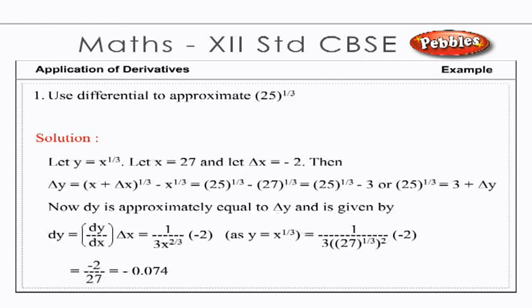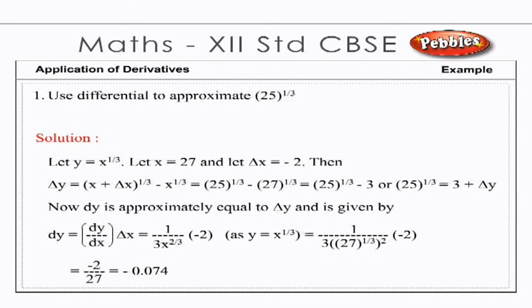the power 1 by 3, which is equal to 25 to the power 1 by 3 minus 27 to the power 1 by 3, which is equal to 25 to the power 1 by 3 minus 3. So 25 to the power 1 by 3 is equal to 3 plus delta y.